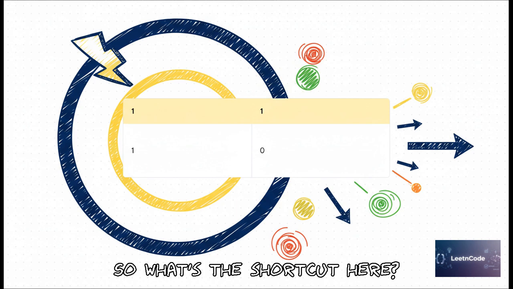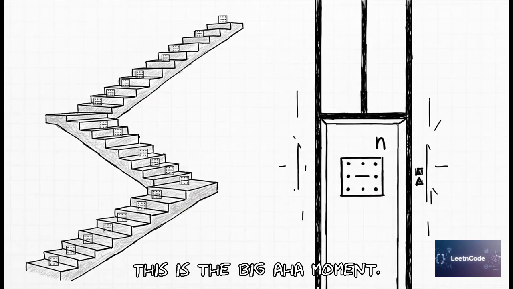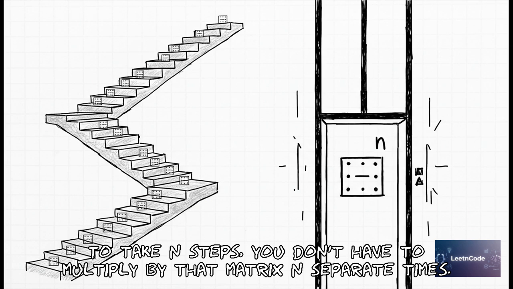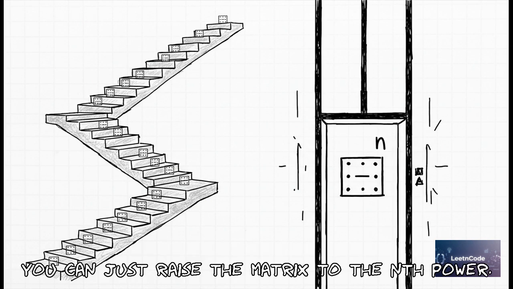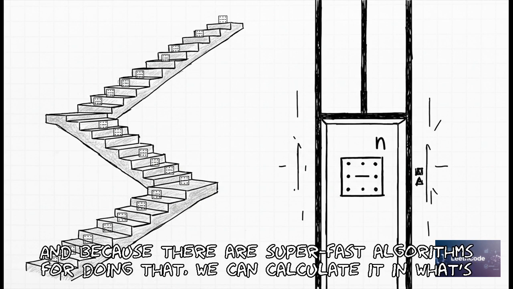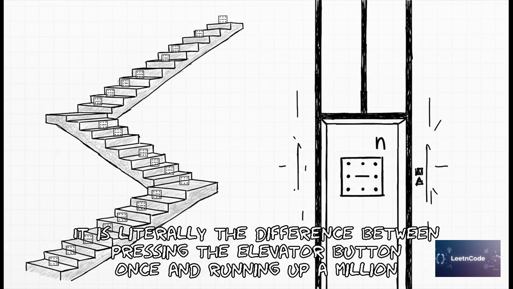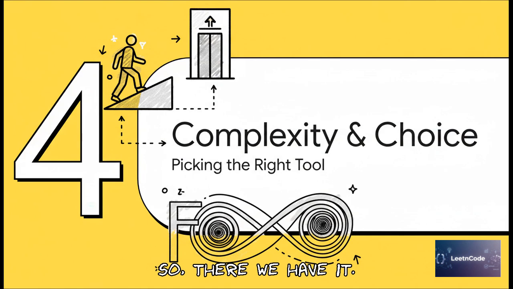So what's the shortcut here? What's the elevator? This is the big aha moment. To take n steps, you don't have to multiply by that matrix n separate times. No way! You can just raise the matrix to the nth power. And because there are super fast algorithms for doing that, we can calculate it in what's called logarithmic time, or O of log n. It is literally the difference between pressing the elevator button once and running up 1 million flights of stairs.